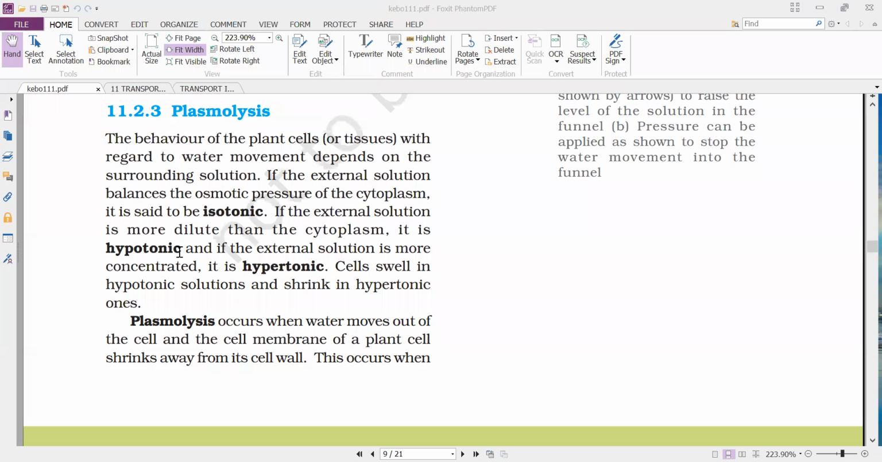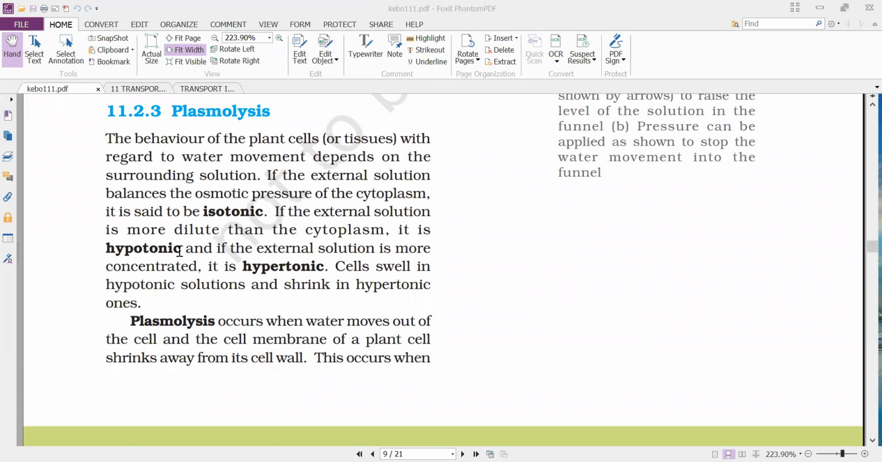At the same time, if the external solution is more concentrated than the cytoplasm of the cell, then it is called hypertonic. Hyper means more. Hypo means lower. Iso means same. Here, we are comparing the external solution with the cytoplasm of the cell.